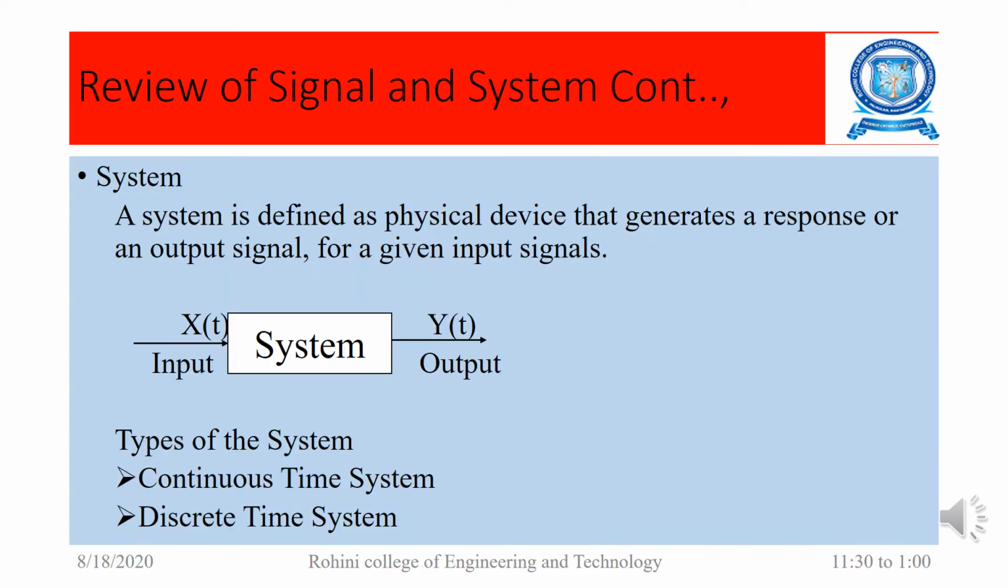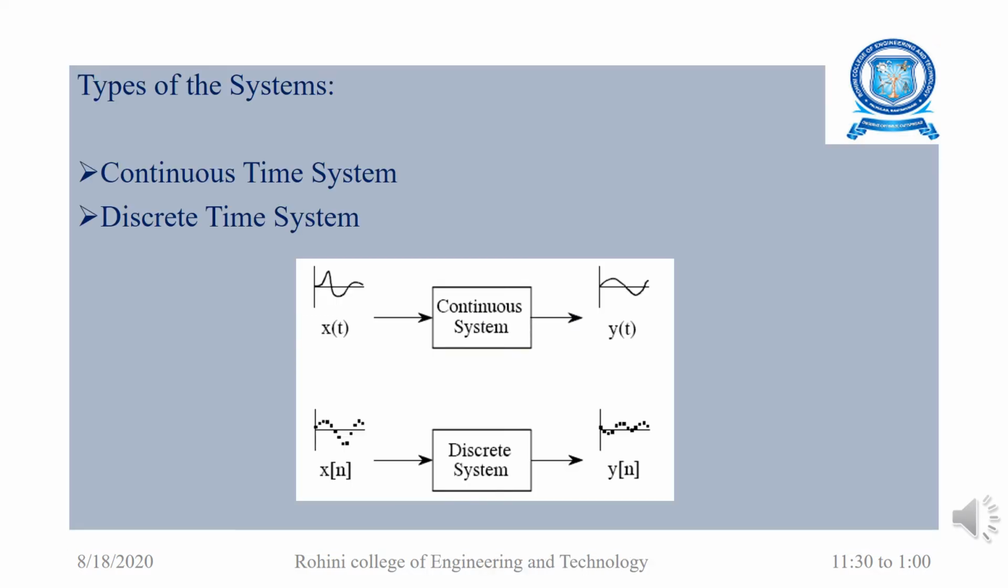Next we move on to systems. A system is defined as a physical device that generates a response, that produces some output based on the given input. If any system produces some output with respect to a given input, then we say that it's a system. We have two different types of system, continuous time system and discrete time system. In a continuous time system, the input is continuous in time. In a discrete time system, the input is discrete in time.